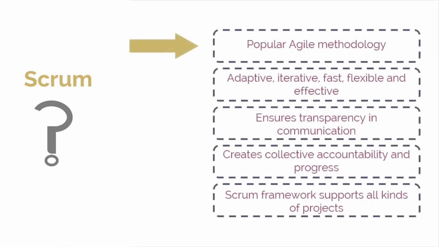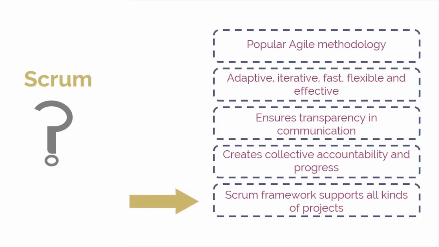And this is where Scrum comes in. So what is Scrum? Scrum is one of the most popular Agile frameworks. It is an adaptive, iterative, fast, flexible, and effective methodology designed to deliver significant value quickly and throughout a project. Scrum ensures transparency in communication and creates an environment of collective accountability and continuous progress.